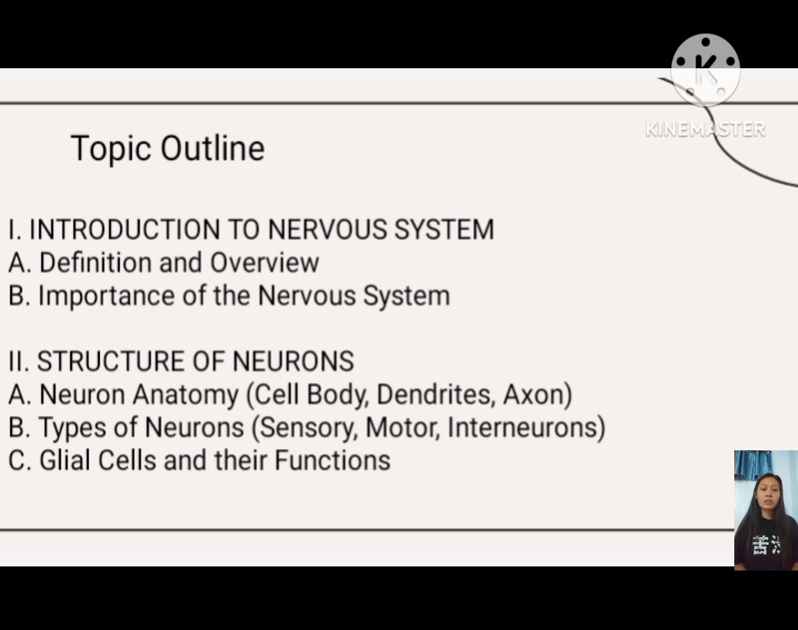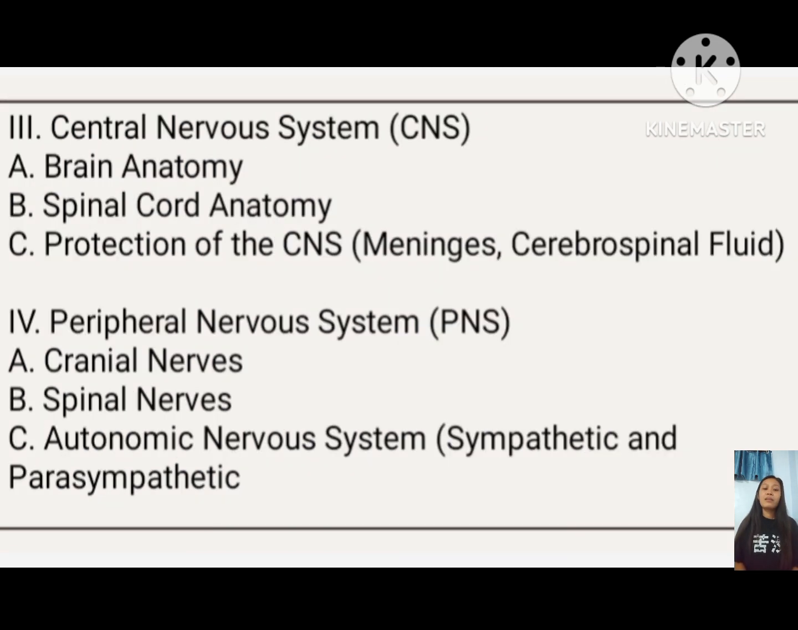Second is the structure of the neurons: the neuron anatomy, which has the cell body, dendrites, and axon, the types of neurons, the sensory, the motor, and interneurons, and the glial cells and their functions. The third one is the central nervous system: the brain anatomy, the spinal cord anatomy, and the protection of the central nervous system, the meninges and cerebrospinal fluid.